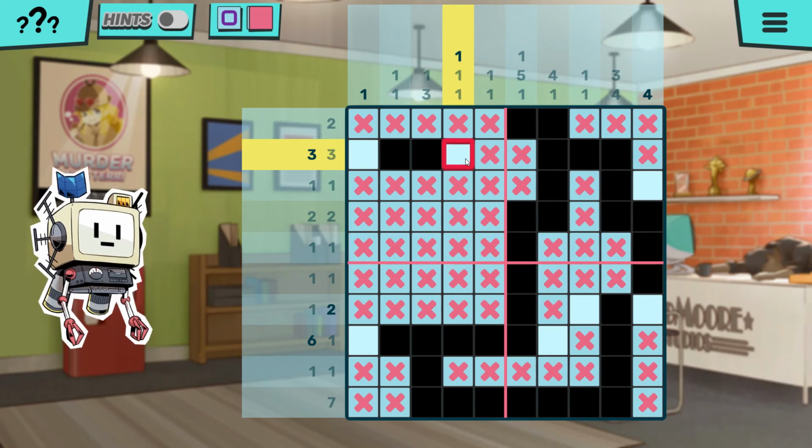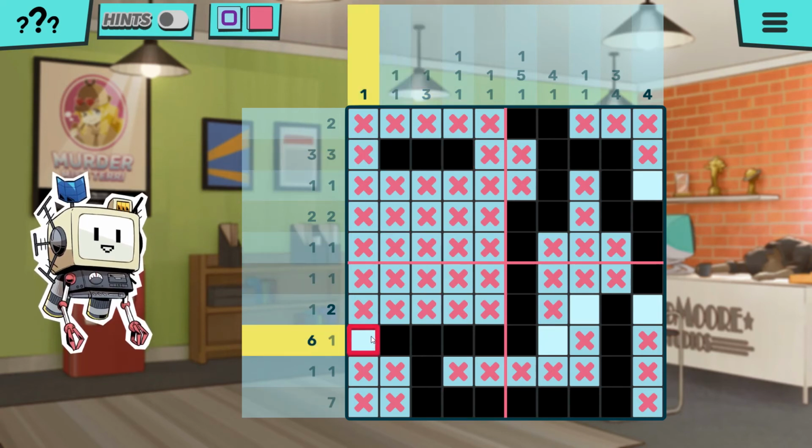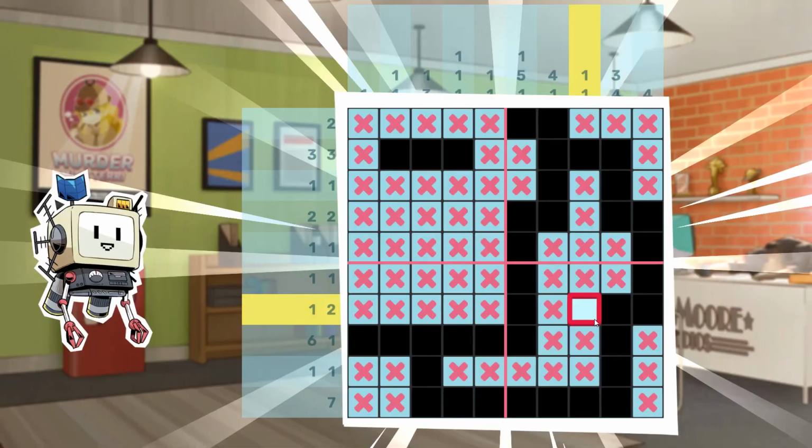There's a 1 here and this is the only field remaining in that whole column, so it has to go in here. This has to be blank. This has to be black. This has to be blank. This has to be blank. This has to be black. There we go.